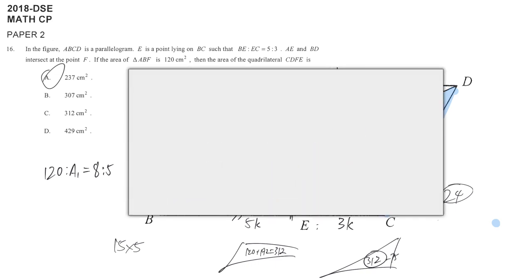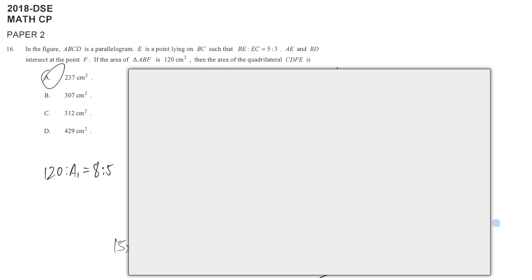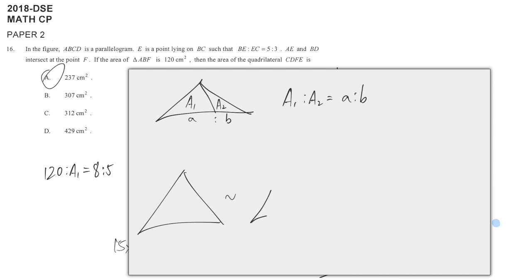To conclude, this kind of question is a very common thing. Ask first, if these share the same height, and this is A to B, then the area A1 to A2 is just equal to their base ratio A to B. However, if we are talking about similar shapes, if this is A, this is B, then A1 to A2 is equal to a squared to b squared.